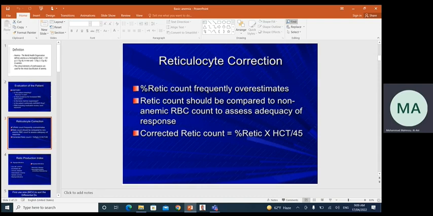The same is here. When there is destruction, then there is a premature release of the reticulocytes to the peripheral circulation. But we should not take the absolute number of the reticulocytes for granted. We have a formula called the corrected reticulocyte count, and this is corrected to the hemoglobin of the patient.